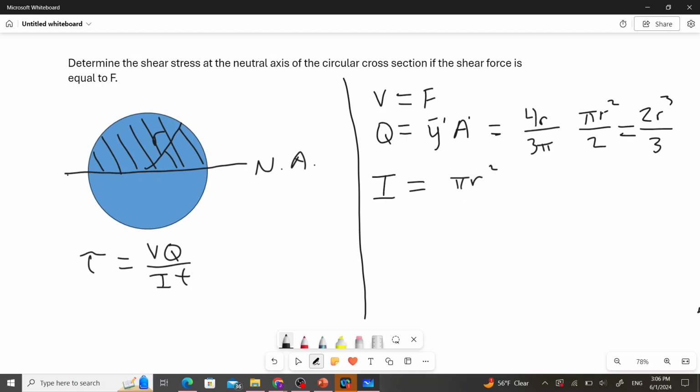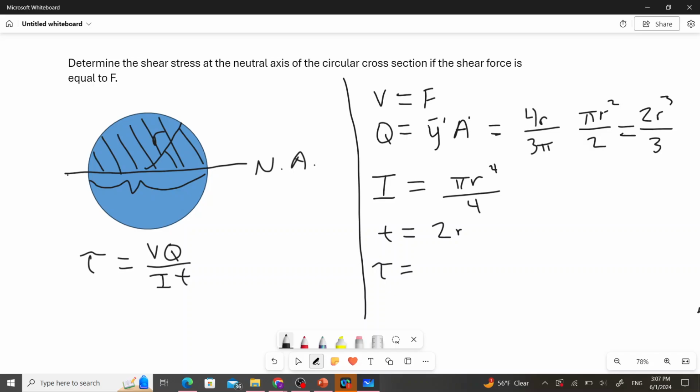I is equal to pi r to the 4th divided by 4, and then t is equal to the diameter, so the width of the beam that we're looking at. So at that plane at the neutral axis, t is equal to 2 times r. Okay, so now all we do is plug each of those into the shear formula.